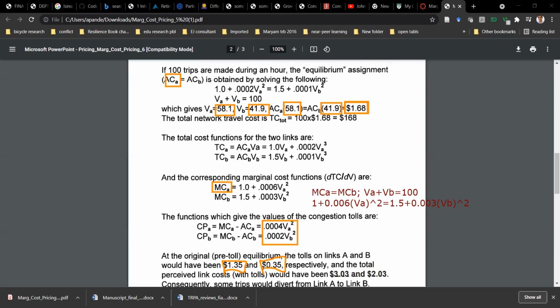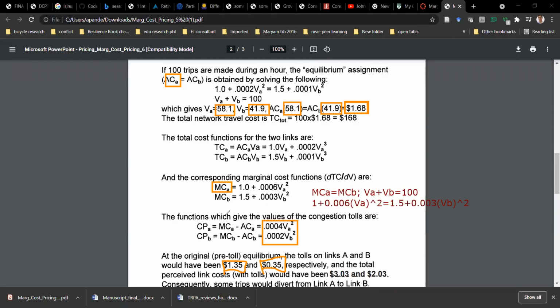So what I'm imagining is that I have my user equilibrium established. I have 58.1 users on route A, 41.9 users on route B. Okay. My question to you is, it says at the original pre-toll equilibrium, before the institution of congestion pricing, the tolls on link A and link B are $1.35 and 35 cents respectively. How are these values being derived? I'll pause the video recording, and if you can think about that and let me know, please.